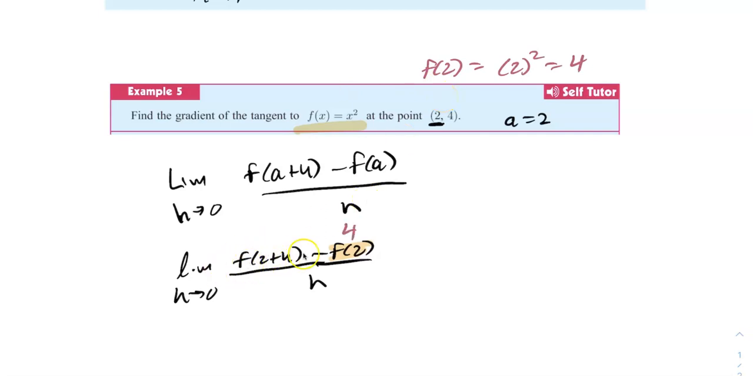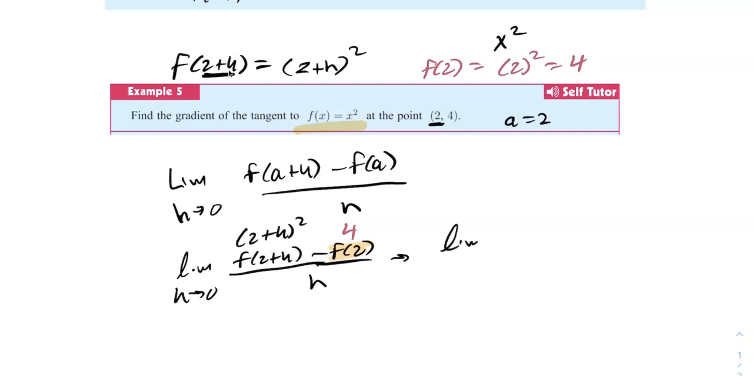Okay, so this is what everybody kind of freaks out about. What's f of 2 plus h? Kind of the same thing. F of 2 plus h is the same concept. We're going to substitute into this equation, x squared. But in this case, the thing I'm substituting is all of this, 2 plus h, into that equation. So I'm going to get 2 plus h squared. So let me rewrite this: the limit as h approaches 0 of 2 plus h squared minus 4 over h.